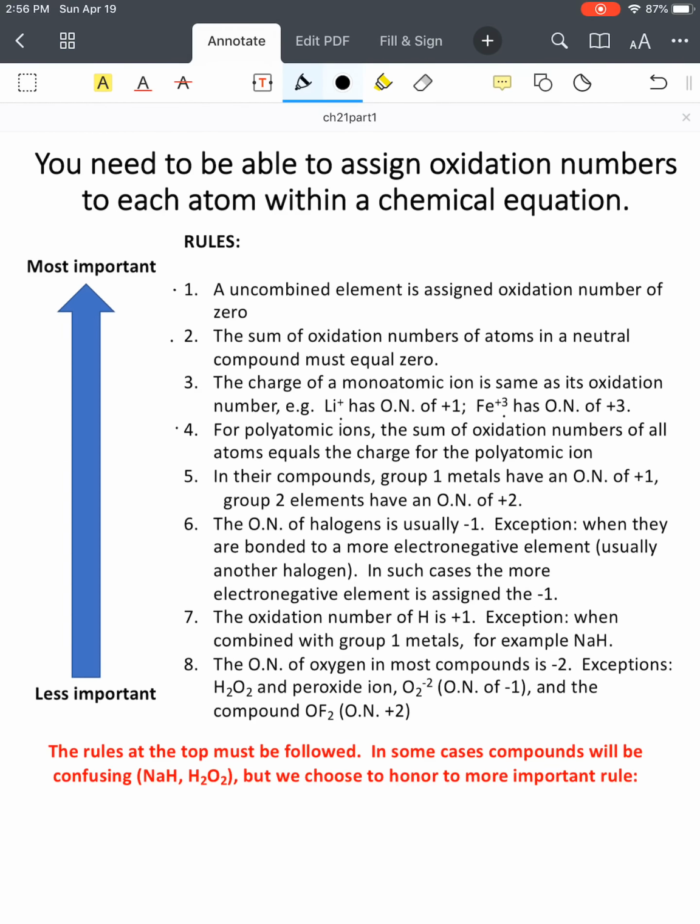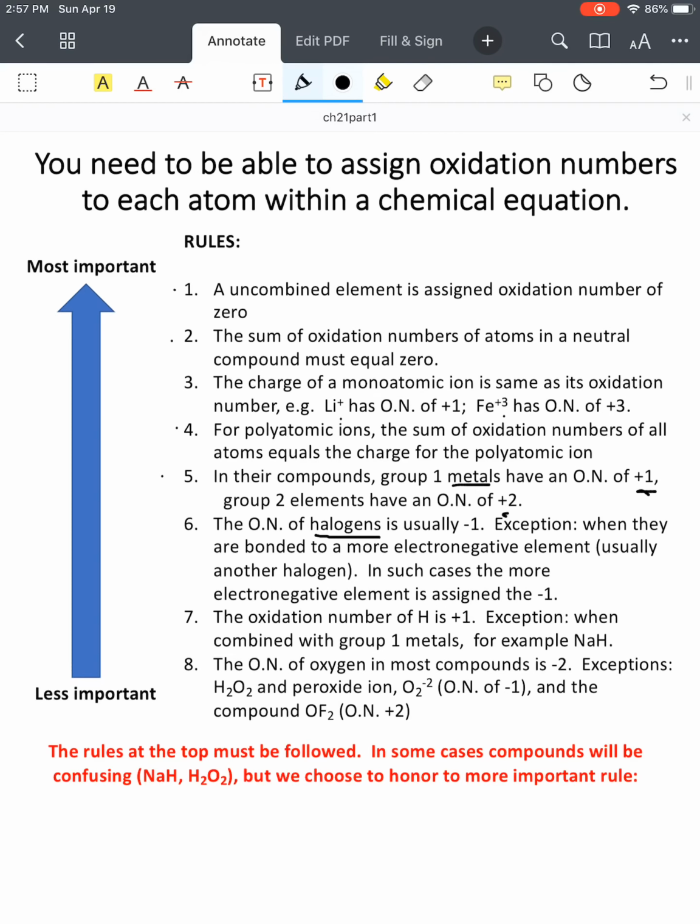Okay. Moving on to lesser rules now. In their compounds, metals, specifically metals from group 1 of the periodic table, have an oxidation number of plus 1. Group 2 metals, like calcium, say for instance, have an oxidation number of 2 plus. Kind of their common charge state, right? For halogens, now this is the other side of the periodic table, like fluorine, chlorine, bromine, iodine, such like that, right?